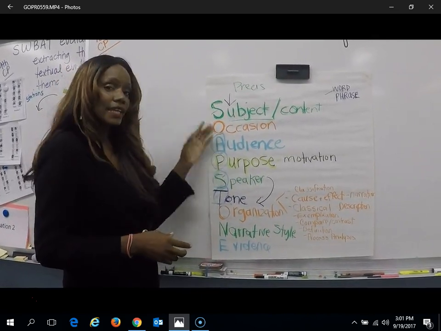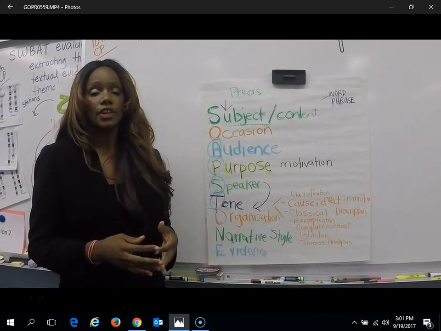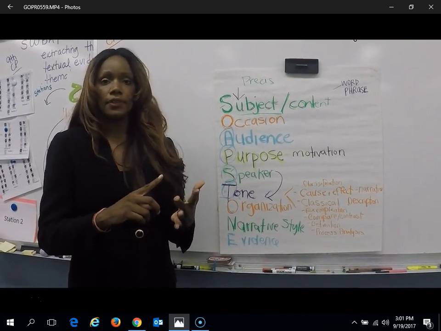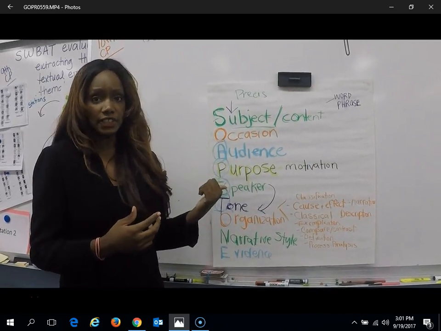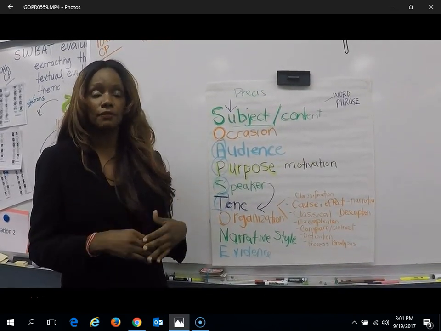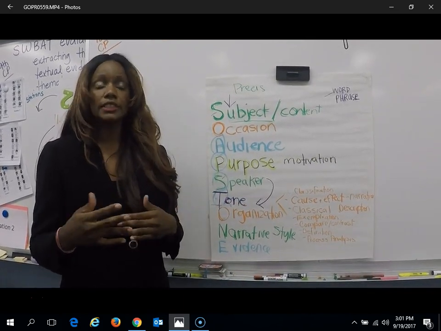The A in SOAPSTONE stands for audience. Who is the audience? You want to think about the audience's race, their gender, their age, their social status, their emotional state, and not all of this is going to be explicit. The writer might not tell you this information. You have to infer from the writer's choice of diction, or word choice, or language.